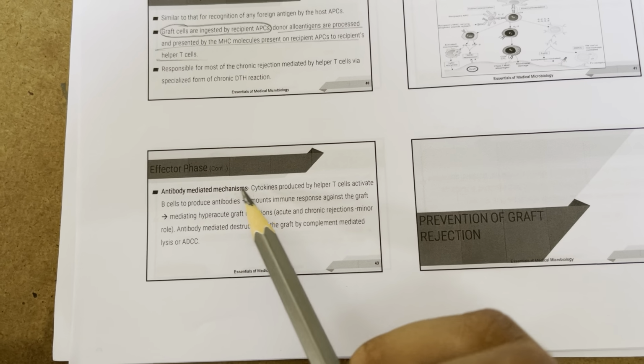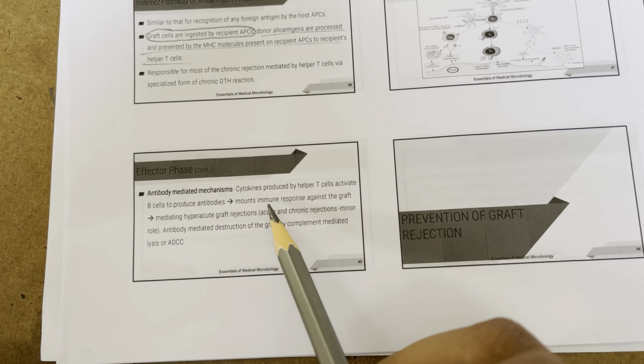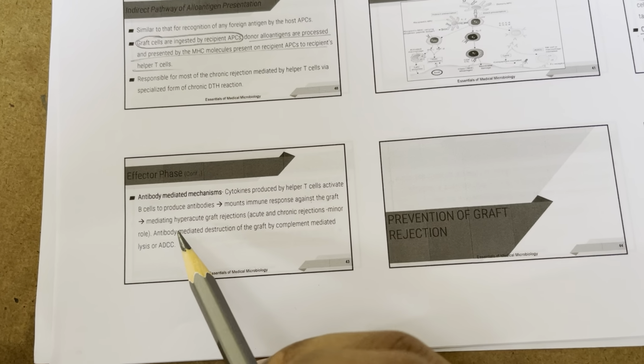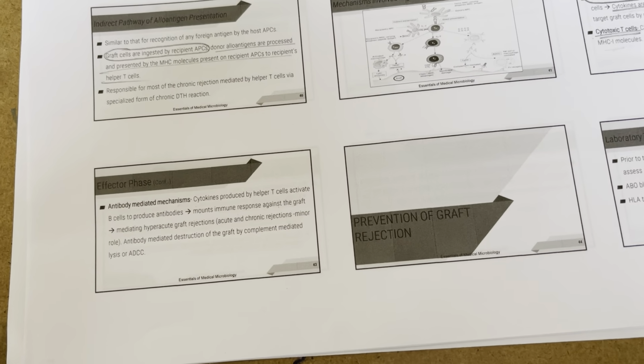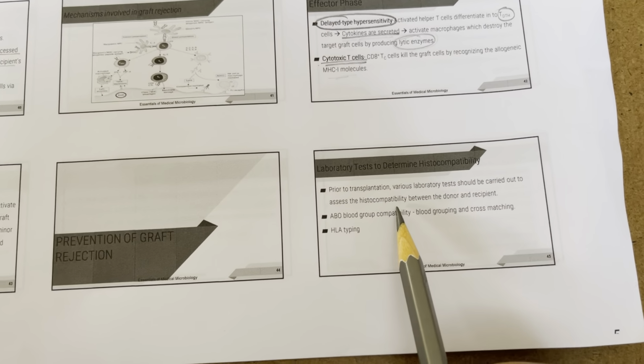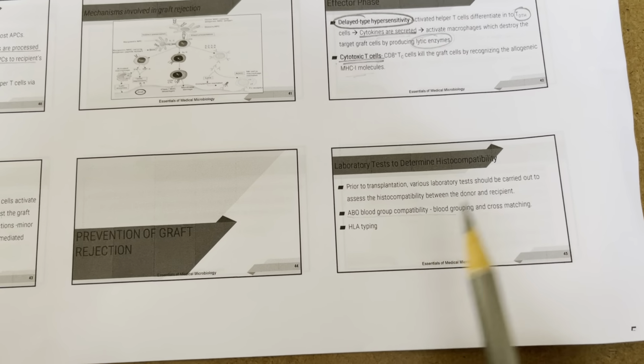Again, these cytokines stimulate B cells to produce antibodies, which mounts an immune response against the graft, and then it mediates hyperacute graft reactions because they are antibody mediated. So lab tests, you can do ABO blood group compatibility and HLA typing.